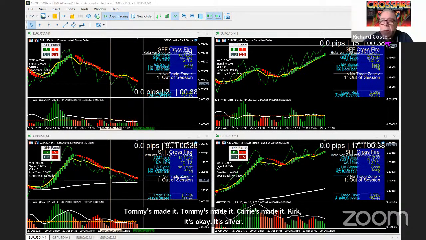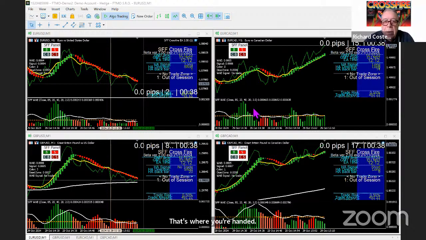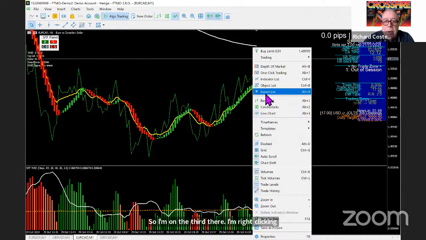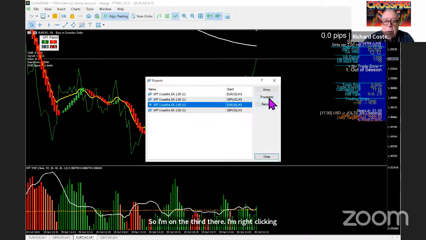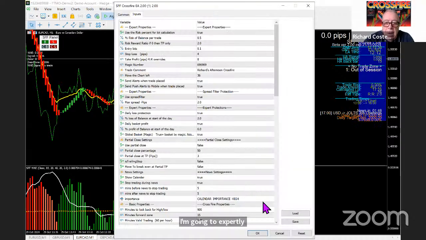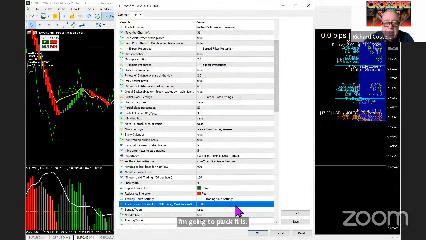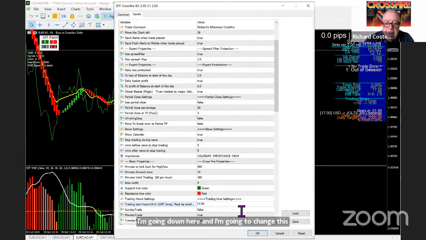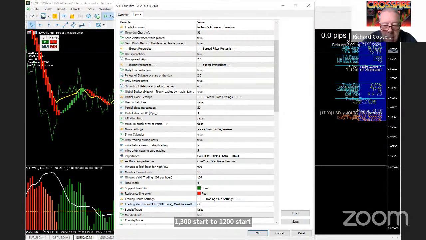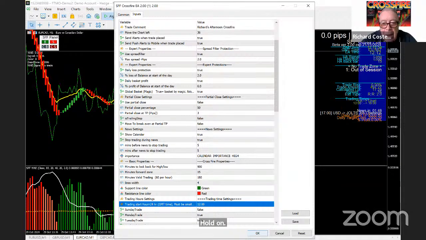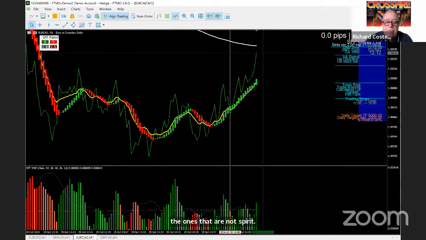That's where you're headed. And so I'm on the third pair, I'm right clicking, I'm going to expert list, I'm going to properties, and I'm going down here, and I'm going to change this 1300 start to a 1200 start. Well, colon 00, that's correct. And you should see the lines appear, there you go.